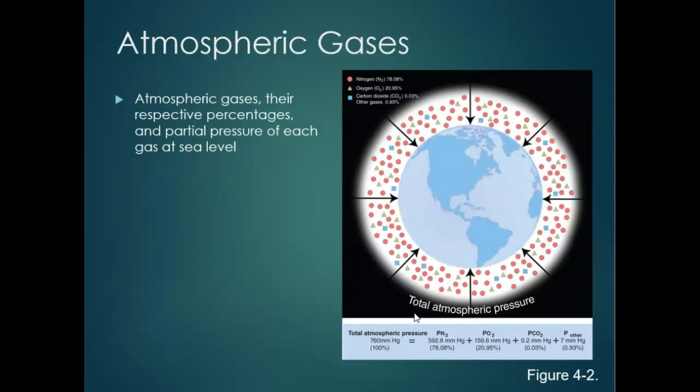Okay, we already talked about oxygen, but carbon dioxide makes up about 0.03%, so it's less than 1% there. So if I multiply 760 by 0.0003, a very small percentage, I end up with about 0.2 millimeters of mercury. So again, a super low partial pressure because of its low concentration.